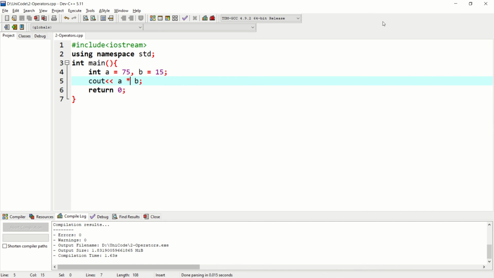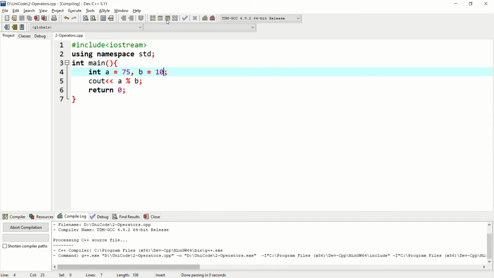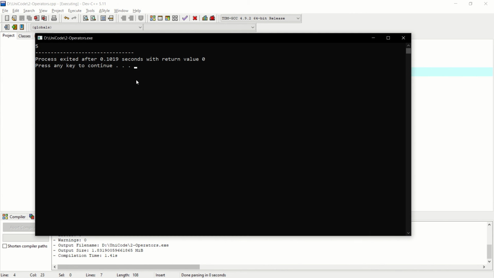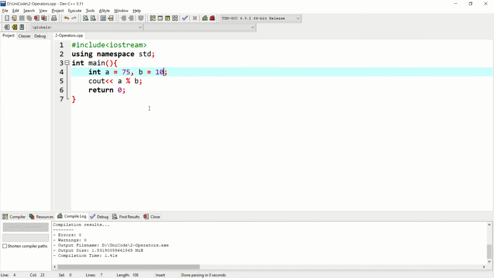Okay, so one of the operators which is a bit confusing is the modulus operator. It gives the remainder when a is divided by b. If I change the value of b to 10, we can see an output of 5. Why? Because if 75 is divided by 10, then there will be a remainder of 5. So that 5 is the output of a modulus operator.